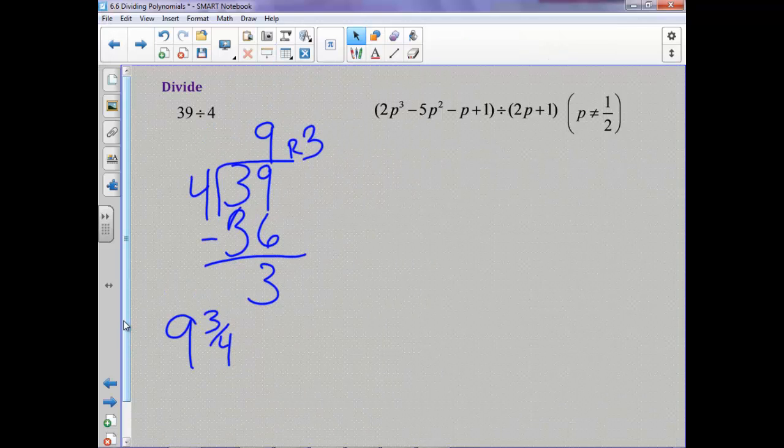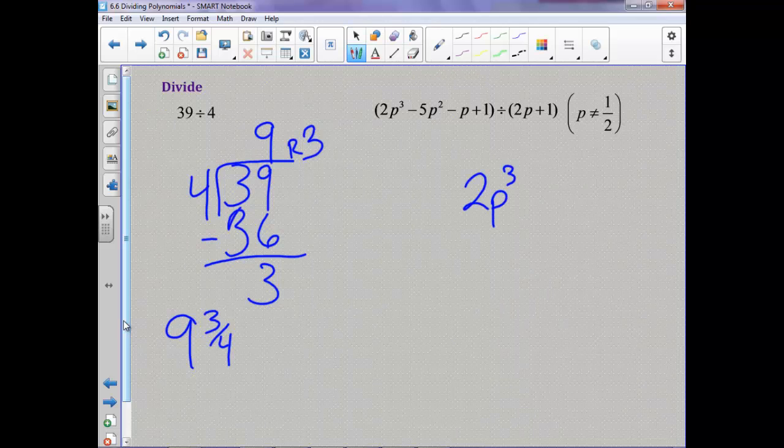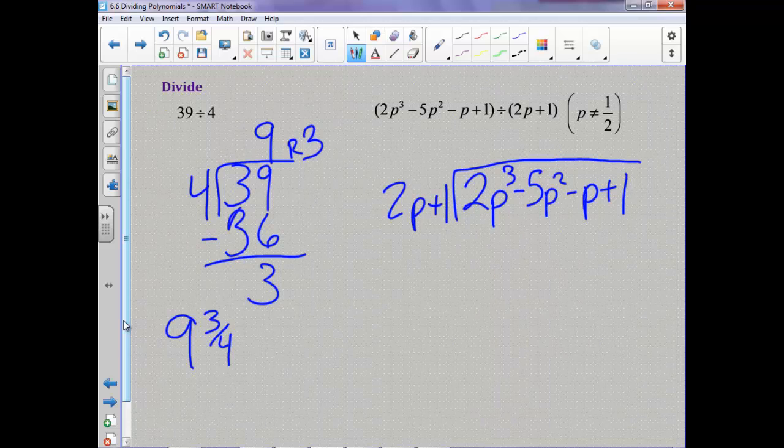So here is that same thing. We have 2p cubed minus 5p squared minus p plus 1, all of this getting divided by 2p plus 1. You want to look, though, at just what times this first term would get you to this term. And so we'd have to multiply by p squared. And then you're going to multiply this p squared times both of them. It's going to be distributed to both.